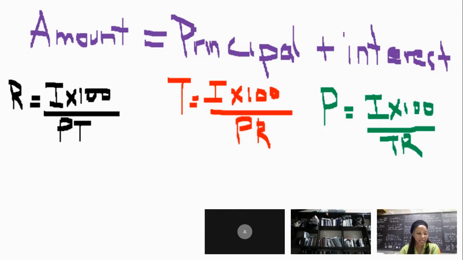Yes, scholars. So do you notice a pattern? Yes, miss. What's the pattern you notice, Asar? It's the interest times 100 over the other two variables.